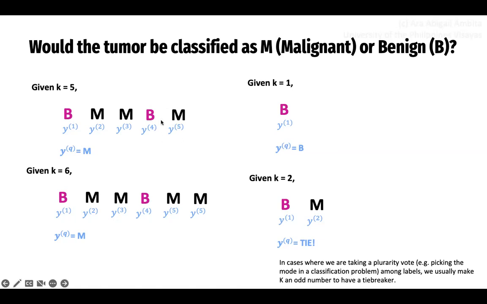In cases wherein, let's say, we have a tie, so as you can see, we have a vote for B and we have a vote for M. In cases like this, we are taking the plurality vote among labels. In cases where taking this plurality vote results in a tie, what we can do is use an odd number to have a tiebreaker.